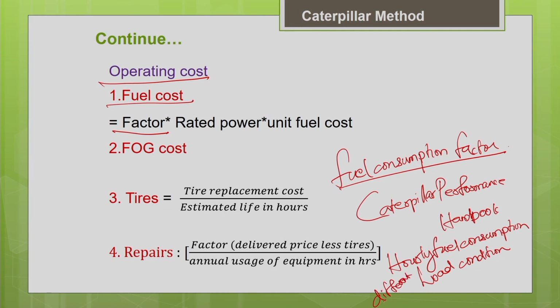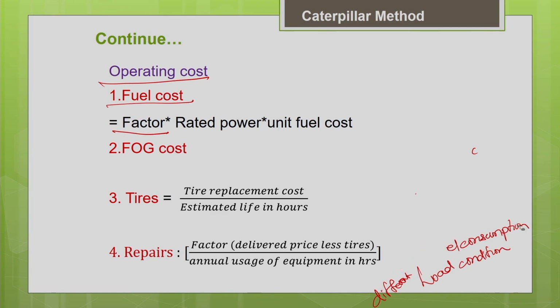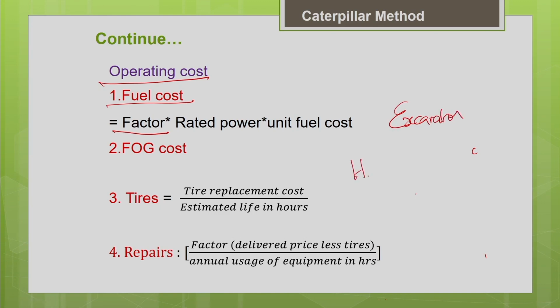For example, I remember we discussed this example in the earlier lecture also. Take a particular model of excavator. For different load conditions, say high load condition, medium load condition and low load condition, what is the hourly fuel consumption? You can get the values from the Caterpillar Performance Handbook, and they have defined the load condition also.